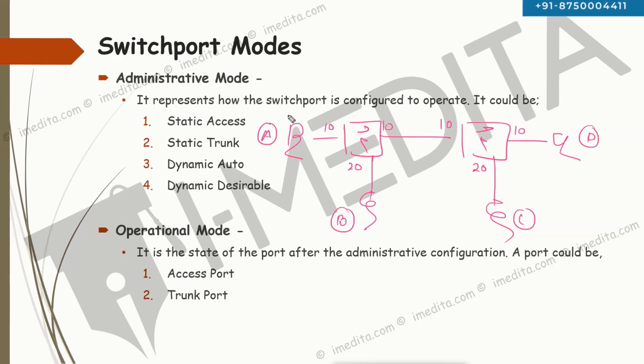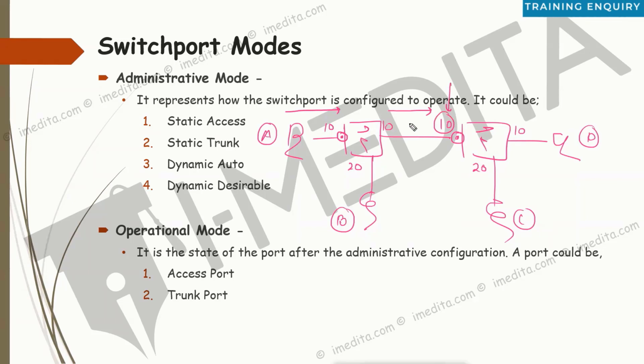Traffic will be generated by device A, sent to the switch, and received on the port that belongs to VLAN 10. Traffic will be sent out of all the ports in VLAN 10. So this port is in VLAN 10. Traffic is going to exit out of that port and be received on this port. There is no tag or anything. So when the traffic arrives on this port, it will be assumed that the traffic belongs to VLAN 10.